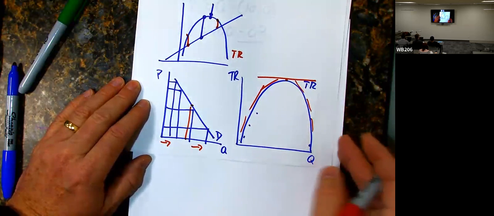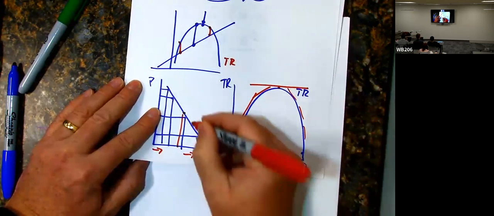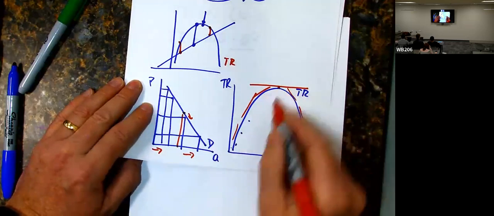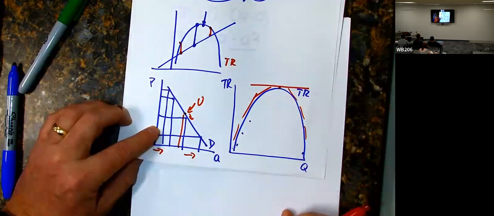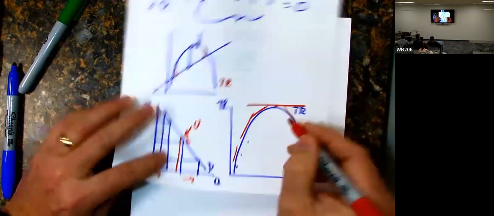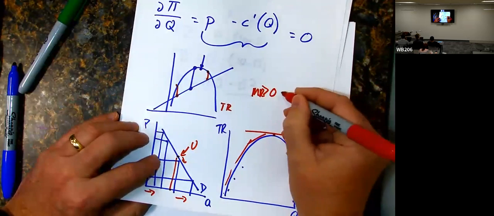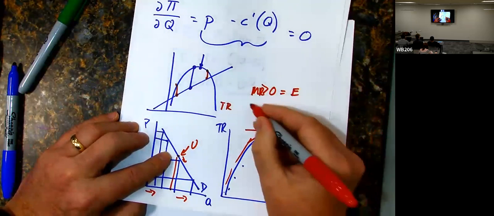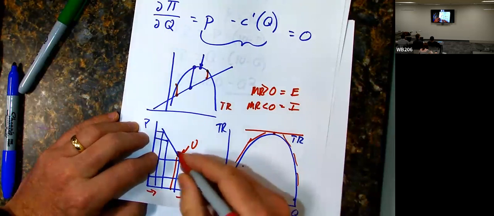Okay. That is, any movement along the quantity variable will decrease our total revenue. Okay, so where the slope is zero, that is where it is maximized. Notice that this is also the unit elastic point in our demand curve. And marginal revenue is greater than zero in the elastic portion of our demand curve. Marginal revenue is negative in the inelastic portion of our demand curve.